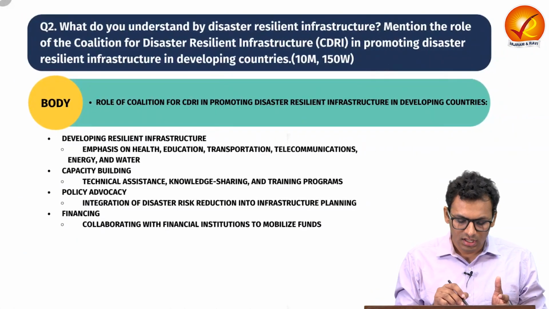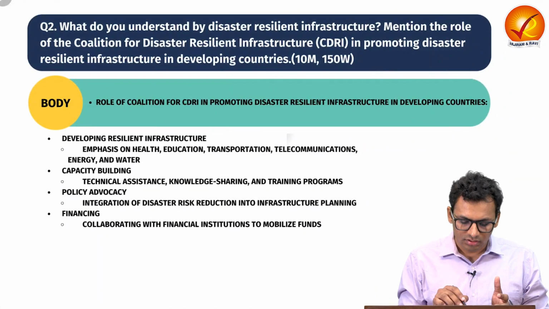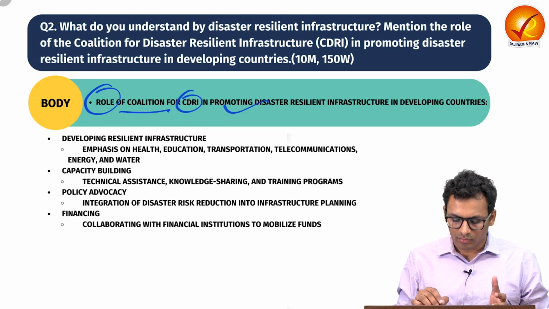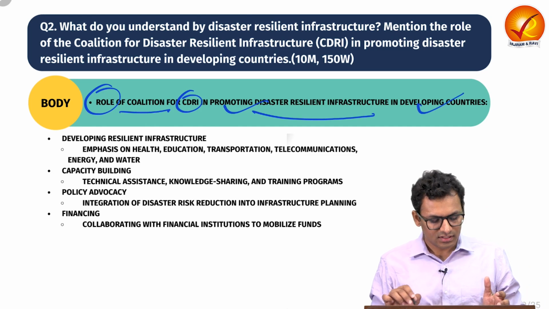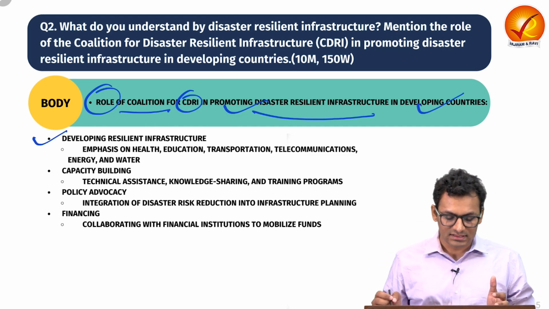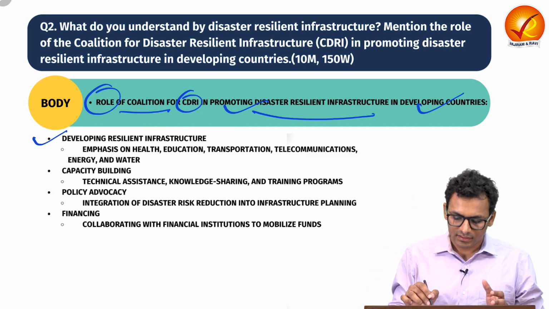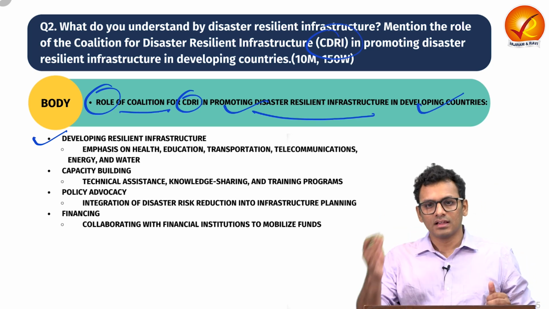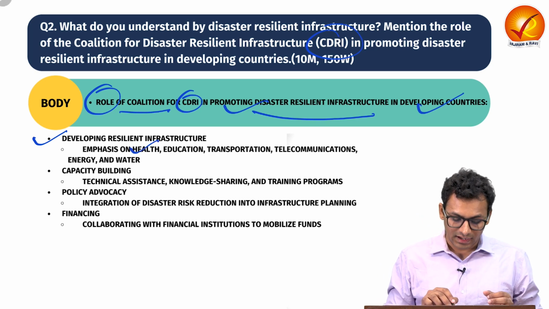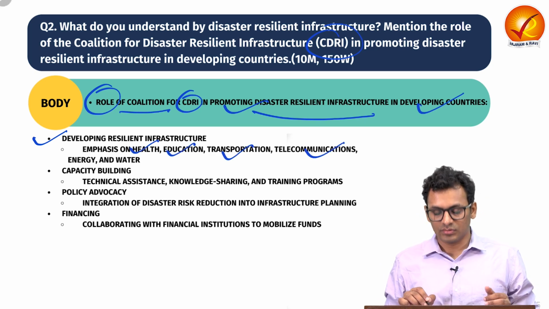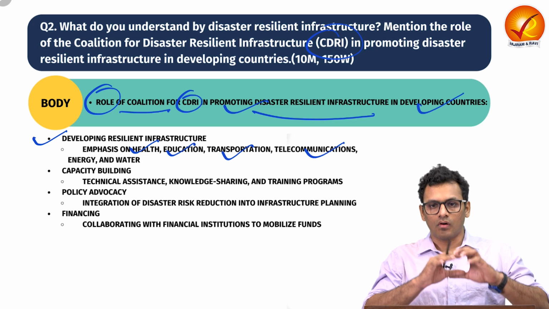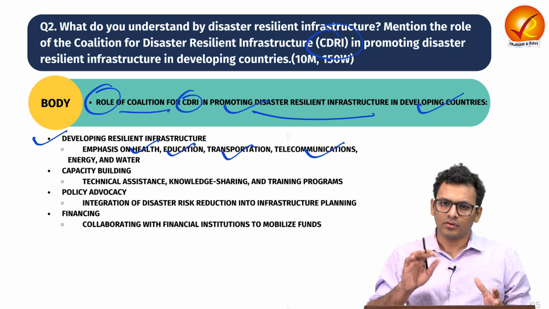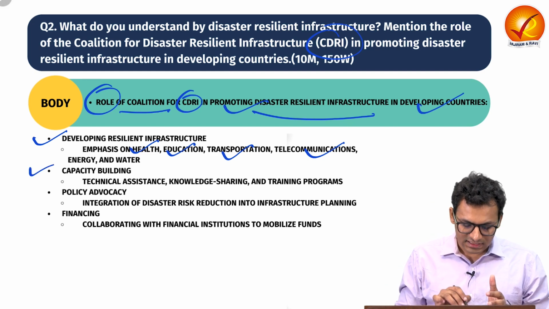In the second body, you have the option to talk about the role of Coalition for CDRI in promoting disaster resilient infrastructure in developing countries. The very first is developing resilient infrastructure. CDRI's first mandate is to ensure developing resilient infrastructure in the developing countries, be it on health, education, transportation and telecommunication. Over here we are talking about all kind of social infrastructure to ensure they are prepared for any kind of disaster.